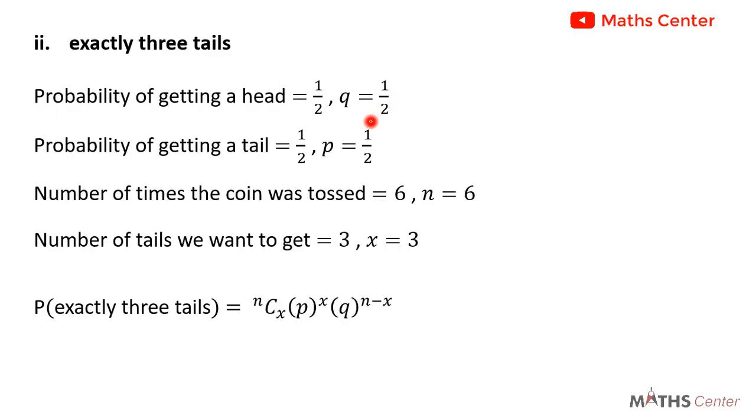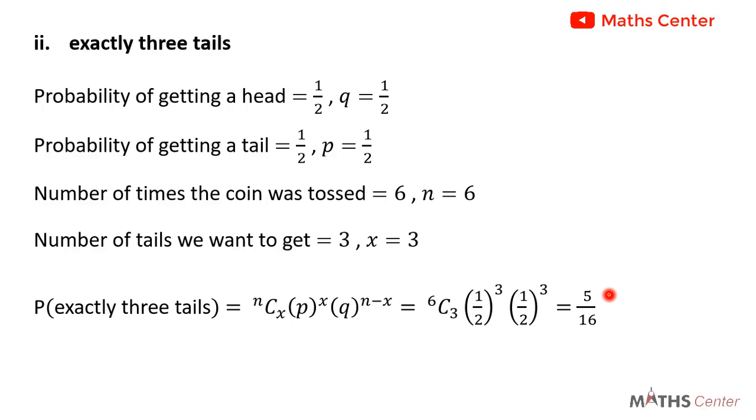We have the values of P, Q, and X, so we will substitute them here. When we do that, we have 6 combination 3 times half exponent 3 times half exponent n minus x. N is 6 and x is 3, so we have 6 minus 3, which is 3. And this gives us 5 divided by 16. So the probability of getting exactly 3 tails is 5 divided by 16.